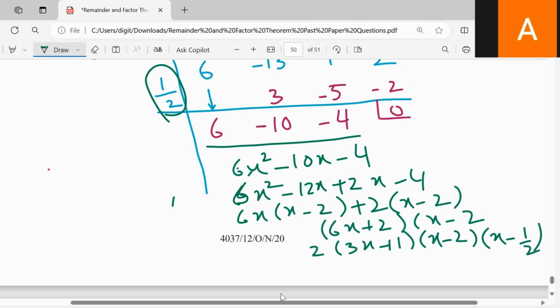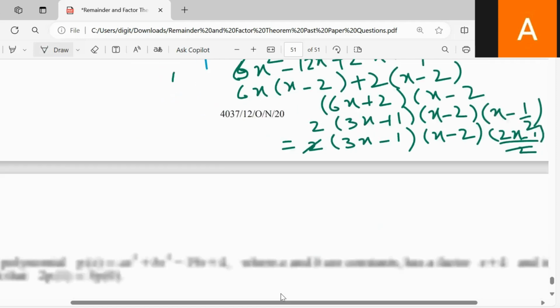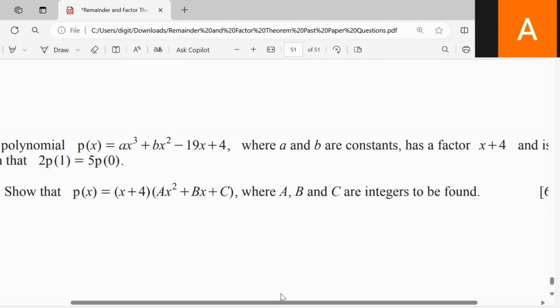So p of x is 2 times 3x plus 1, x minus 2, or further you can take LCM here and write 2x minus 1 and simplify. So this is your final answer, 3x minus 1 into x minus 2 into 2x minus 1. Now we do one more question.